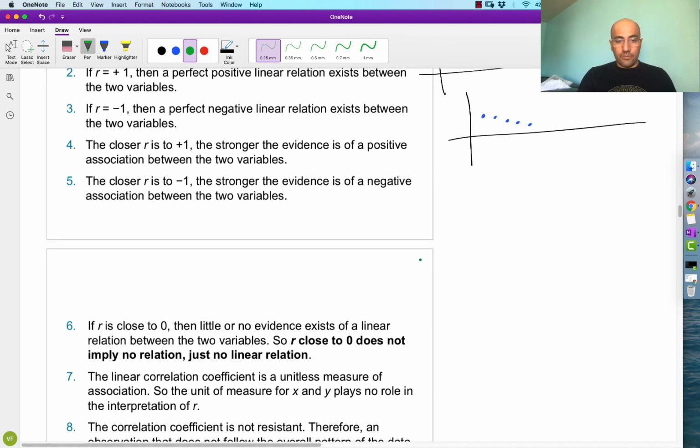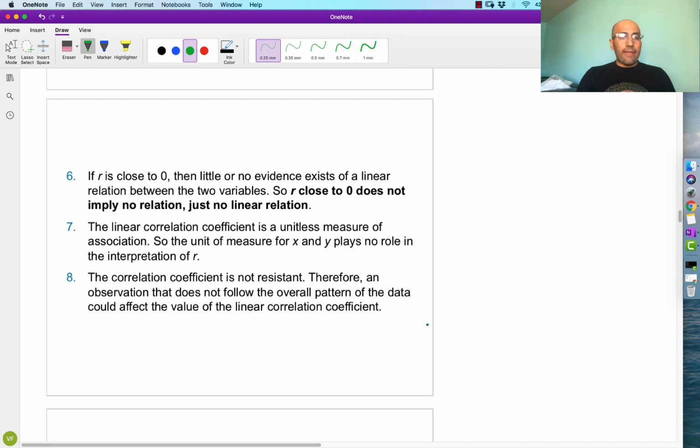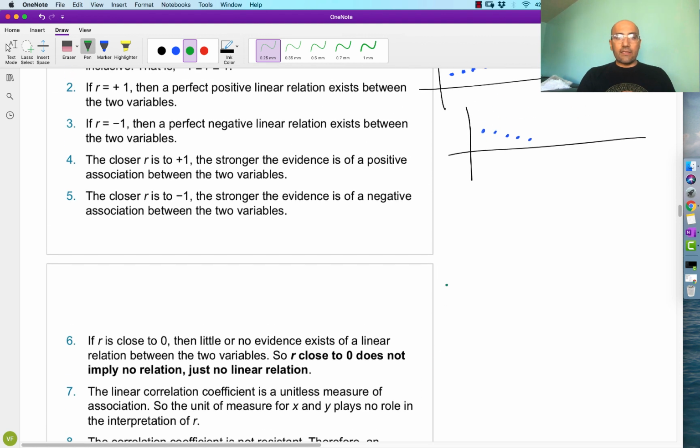The linear correlation coefficient is a unitless measure, so it doesn't have any units, and it's just being used for this specific purpose: to establish how strong the relationship is between two variables in terms of a linear relationship. And the correlation coefficient is not resistant. Therefore, an observation that does not follow the overall pattern of the data could affect the value of the linear correlation coefficient. And we'll see that in a little bit as well.